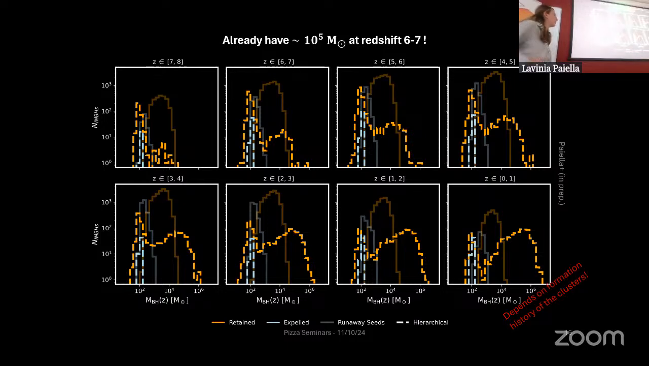Again, though, this depends very much on the clusters and on the formation history of the cluster, so if you allow massive clusters to exist at high redshift, with which masses and so on. So it may change drastically if you change the formation history of the clusters.